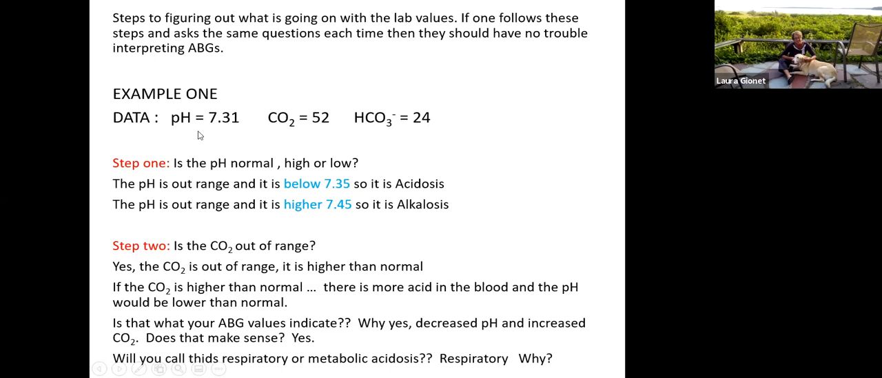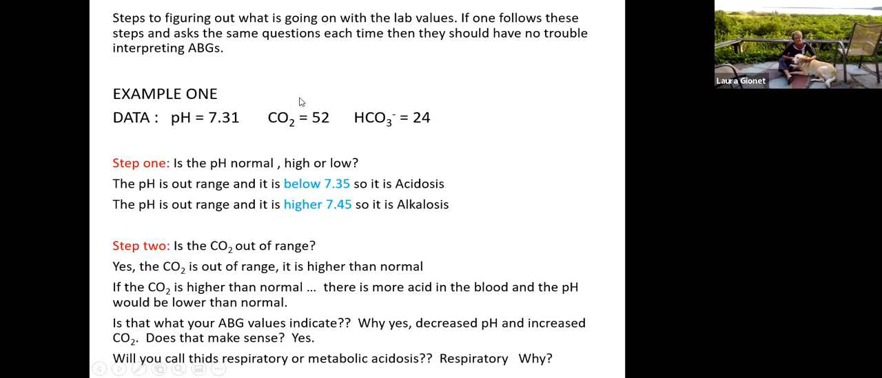Okay, so this is what I do. I always look at the pH value. Is the pH normal, high, or low? And I might just put an N over the top of that, or an up arrow or a down arrow. And then I write in there: if it was higher than normal, then I'm going to write alkalosis. If it's lower than normal, I'm going to write acidosis. And in this case, it's lower than the normal range, 7.31, right? So I write acidosis.